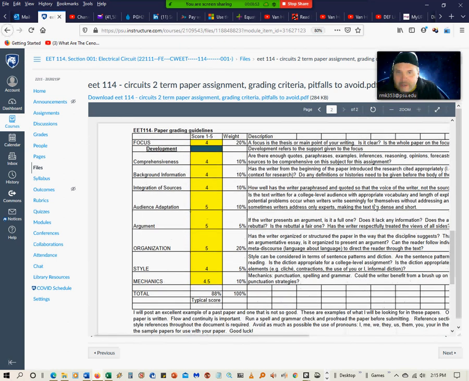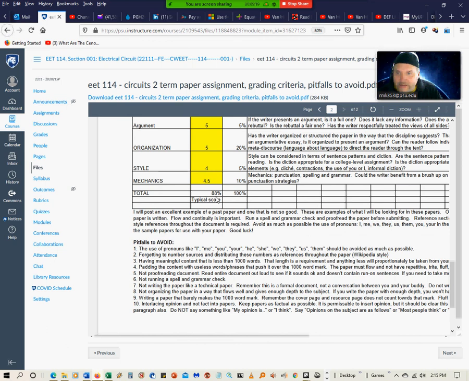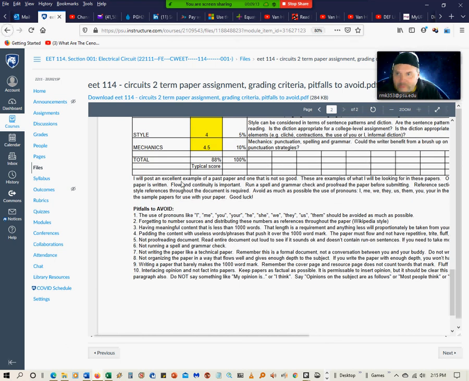So the guidelines I use to grade them are as follows. I'm not going to go through this. It's a lot to go through, but it tells you what I'm looking for, and I have a score of 1 to 5 that I give for different criteria, and that's how I get a score. And then I posted good examples and bad examples, things that I'm looking for, and things that I'm going to knock the score down for. Flow and continuity are important. Run a spell and grammar check. Proofread your paper. Okay, and then the pitfalls to avoid.